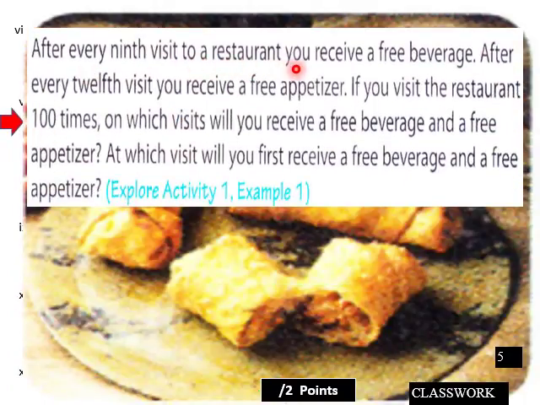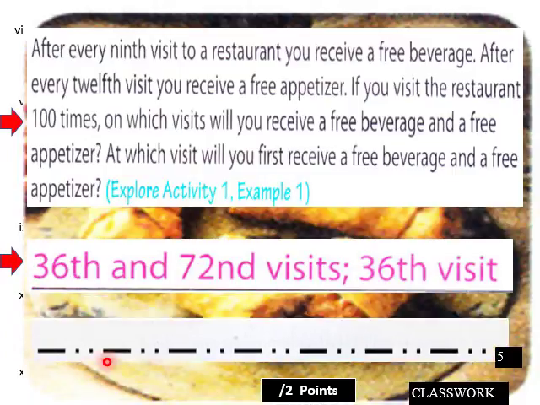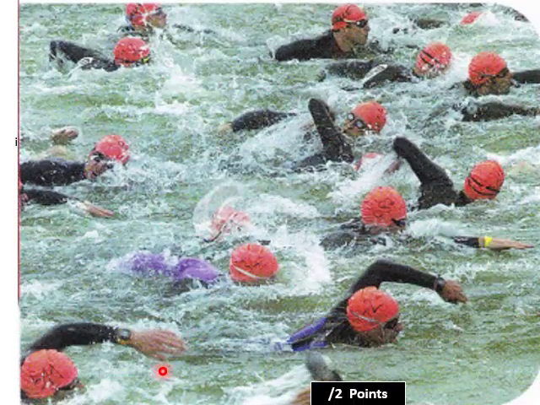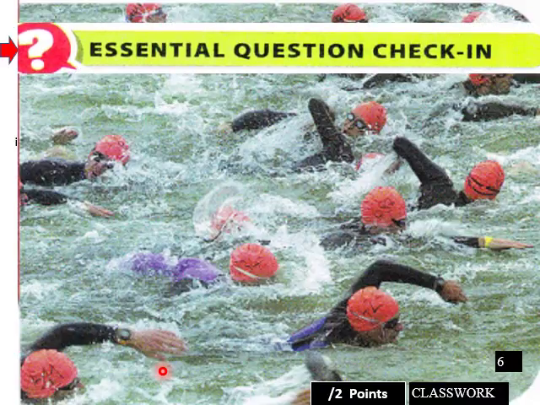Every 9th visit to a restaurant, you receive a free beverage. After every 12th visit, you receive a free appetizer. If you visit the restaurant 100 times, on which visits will you receive a free beverage and a free appetizer? At which visit will you first receive a free beverage and a free appetizer? So we have every 9th visit and every 12th visit. What's the LCM of 9 and 12? That's what the question is asking. 36 and 72 are both common multiples here, 36 of 9 and 12, and then 72 would be another one. So that would be the answer to those questions.